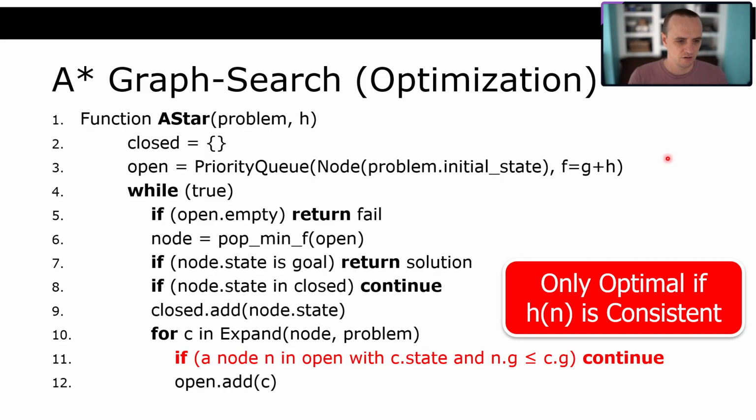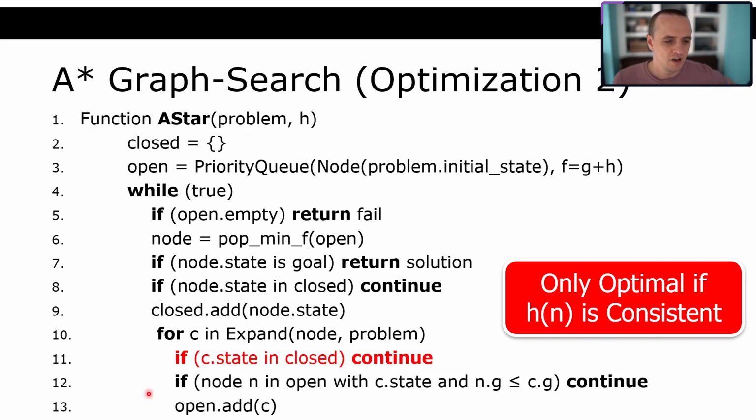Here's another optimization: when I generate a child, I can also check at that step if the state is in the closed list. And if the state of the child is already in the closed list, then I will never end up popping it off the list because it's already in the closed list, right? So if it's already in the closed list, don't add the child to the open list. Now, this optimization will only ever save you memory. It won't save you time.